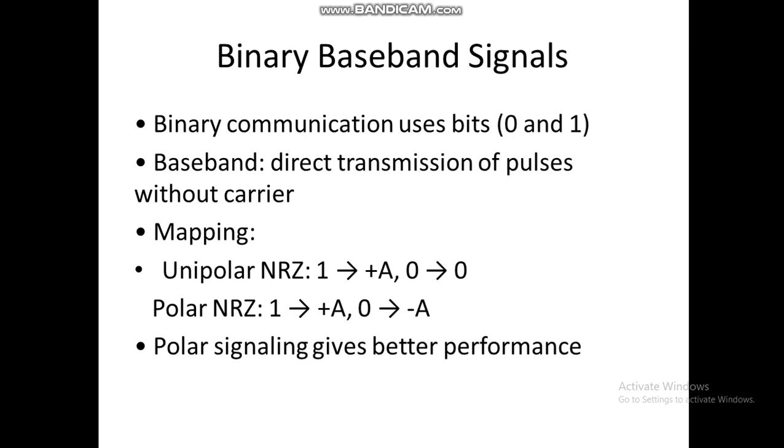So what kind of mapping are we going to use? Either we can use unipolar non-return to zero, where 1 is mapped to plus A and 0 to 0, or you can use polar NRZ, where 1 is mapped to plus A and 0 is mapped to minus A. Here the polar signal gives better performance.